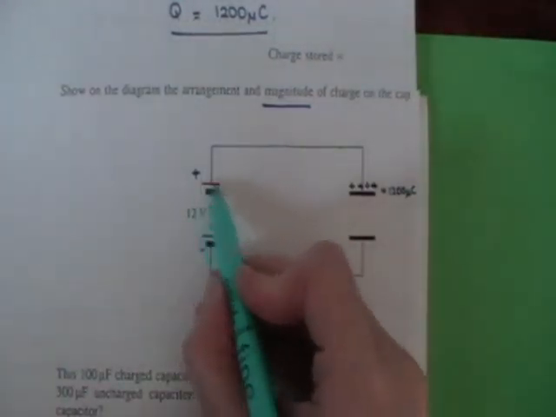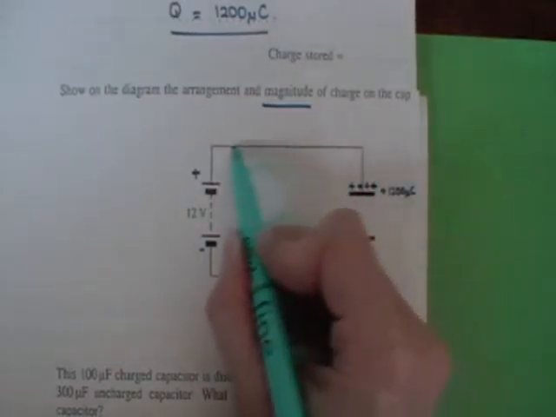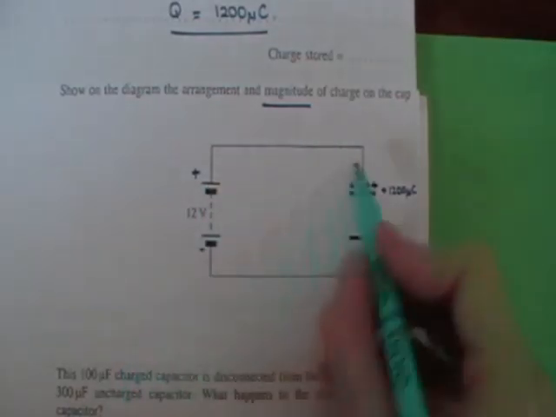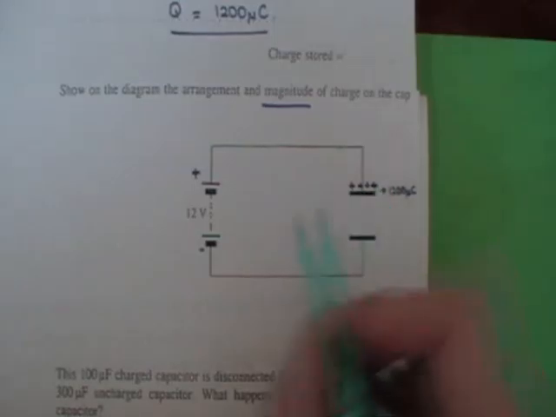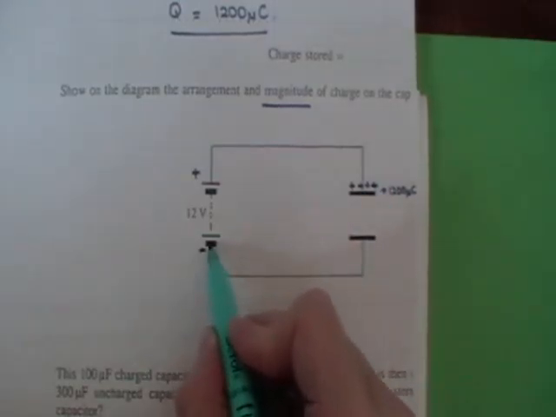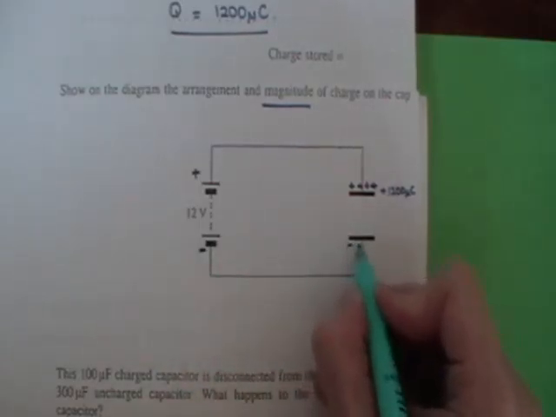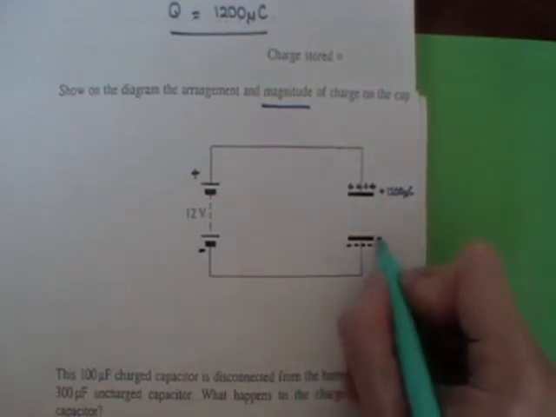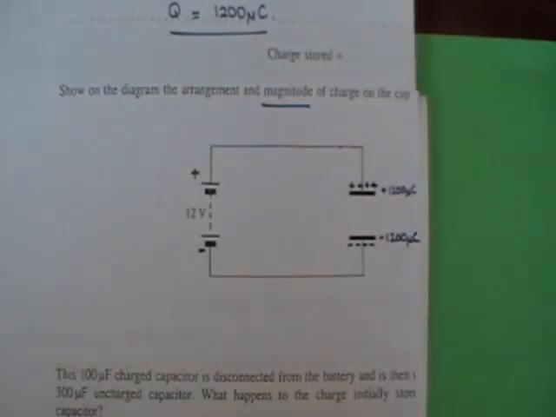So this side of the cell is positive, and because it's positive, it's going to draw electrons off this side of the capacitor here, and they're going to move along here onto the positive side of the battery. And therefore, if electrons leave this, then this becomes positively charged. The electrons from this side of the battery are going to be deposited onto this side of the capacitor, and so you're going to end up with an equal amount of positive charge on the other side, and it has a charge of magnitude minus 1200 microcoulombs.